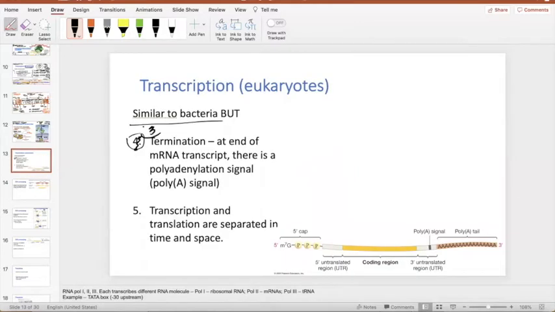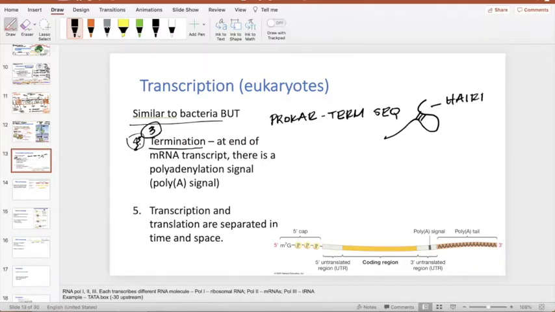Okay, so 3. Another difference in eukaryotes is at the end of the mRNA's transcript. Remember how at the end of the transcript in prokaryotes, in bacteria, we had a termination sequence. And that termination sequence caused what we called a hairpin in our mRNA. So that looked something like this. And that hairpin actually caused the mRNA to dissociate from RNA polymerase, thus stopping the reaction.